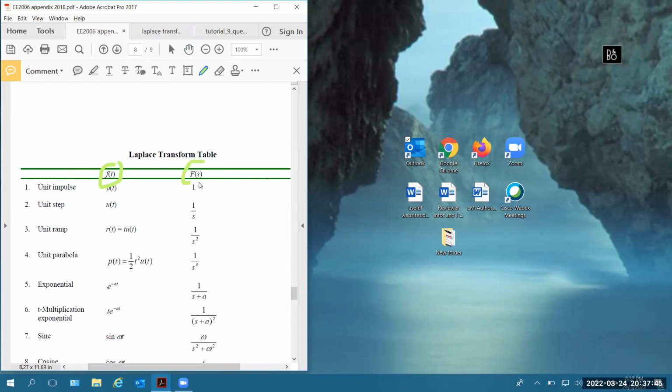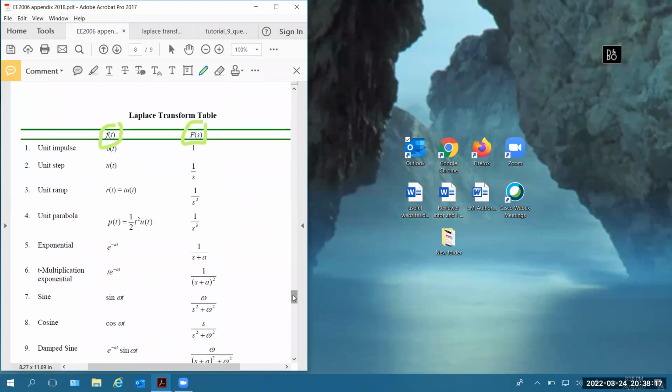And then over this side, this column is the capital F(s). Of course, you all know the meaning of these two, right? Laplace transform of the f(t) here is the capital F(s) here. All right. And then you see they list down some common functions, and then they list the Laplace transform of the function. Now, for example, this one, u(t), the Laplace transform is 1 over s. All right.